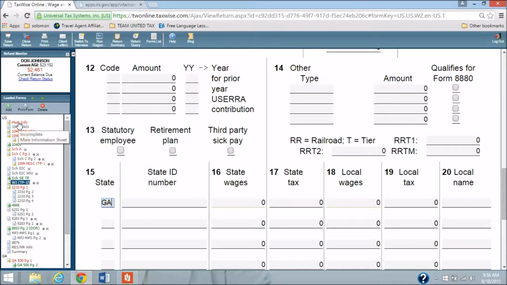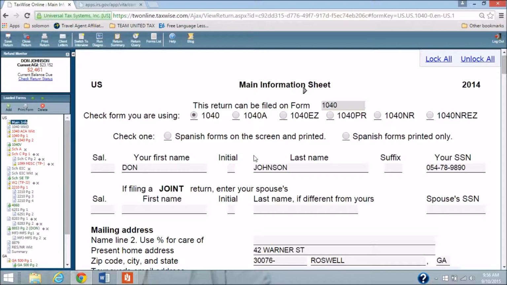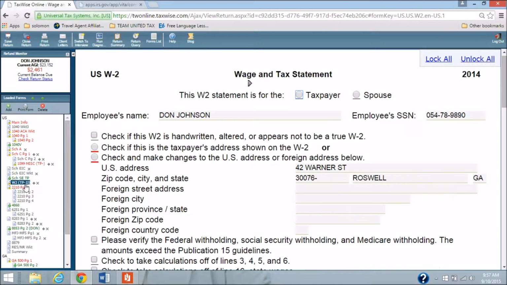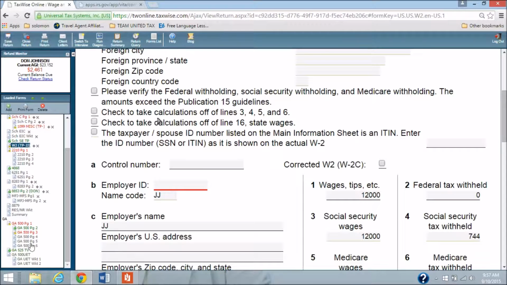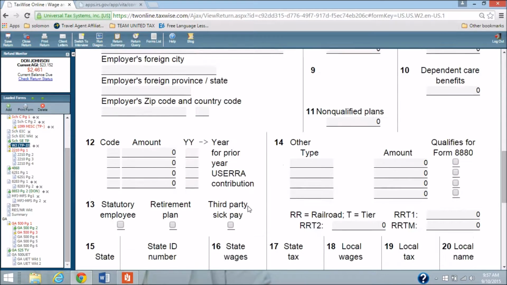Let me just check and see what state he's actually out of. Okay, Georgia. I went back to the main information sheet. I looked at the address here, and it's showing that he is in Roswell, Georgia. So I'm going to go back to the W-2. I added my Georgia forms, which popped up over here once I put Georgia in line 15.